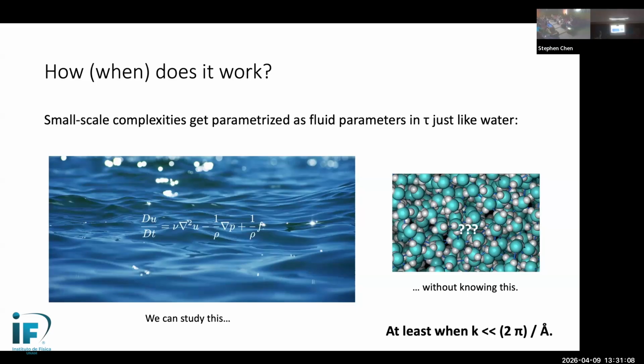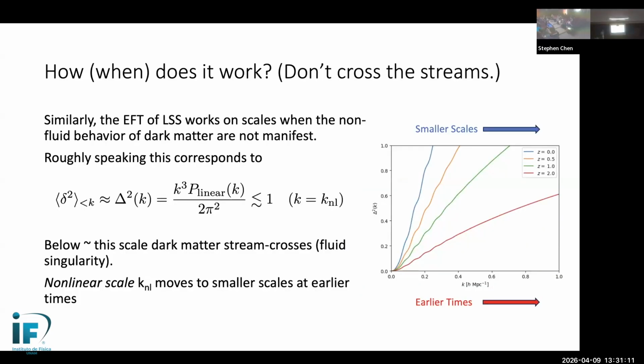But we can, of course, paint a very similar picture for dark matter, where the EFT really works on scales where dark matter behaves like a fluid. And what we mean by that really is that the mean fluctuation of the density below this momenta, which we can write roughly in dimensionless terms as k cubed times the linear power spectrum, should be less than or equal to 1. Above this scale, dark matter has stream crossing and various kinds of fluid singularities, which would break the behavior of the fluid. And so, to answer your question, this number being 1 is really what sets the radius of convergence of the perturbation theory.